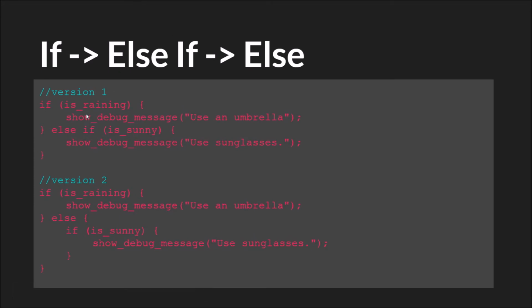Again, you can see that in code here, where we have if is raining, show debug message, use an umbrella. Else if is sunny, show debug message, use sunglasses. Now I've written the if, else if structure in two different ways here. Normally you would want to use this one. It's more concise, easier to type, and will avoid multiple indentations as you go. But these two things are the exact same. You can say if, else if, or you can say if, else, and then if. They're doing the exact same thing.